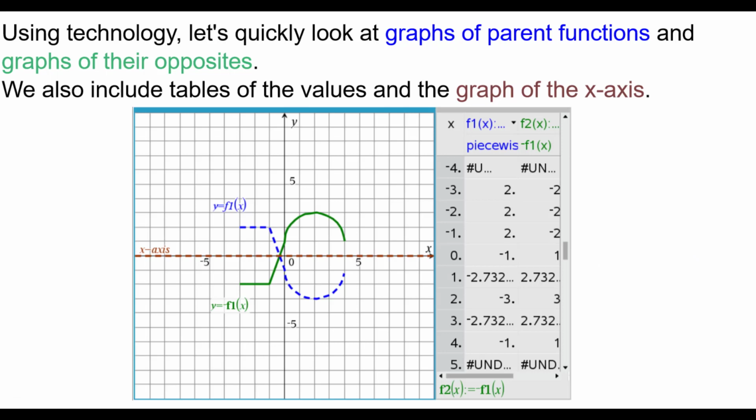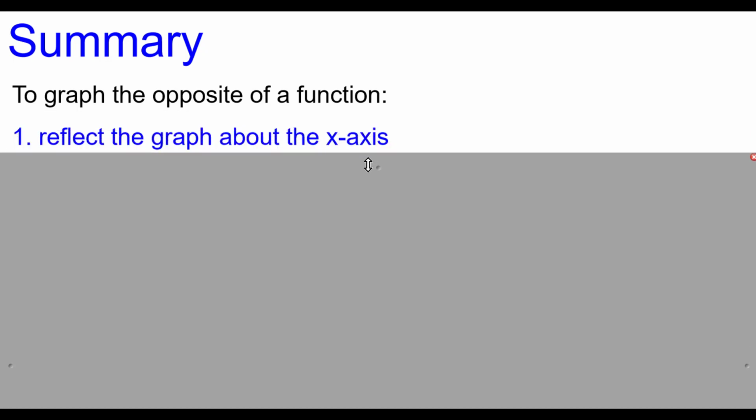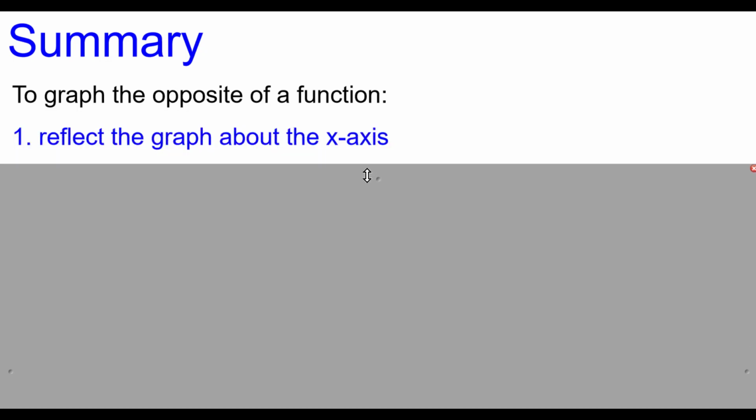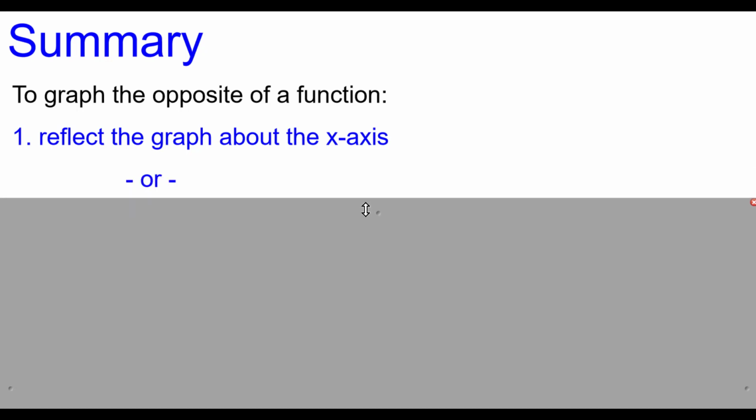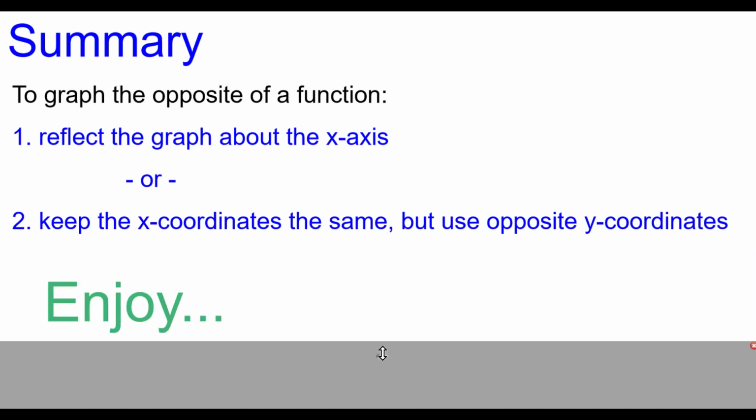And we'll try one more, this generic function here. Notice that they are reflections about each other using the x-axis as the mirror, and that the y-coordinates are opposites of each other while the x-coordinates remain the same. So to summarize, to graph the opposite of a function, you have two choices. You can reflect the graph about the x-axis, or you can keep the x-coordinates the same but use opposite y-coordinates. We hope you enjoyed that.